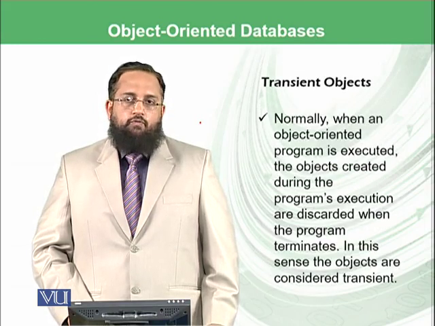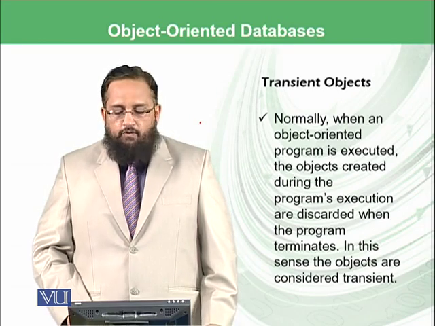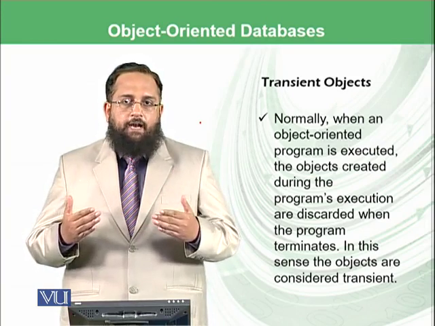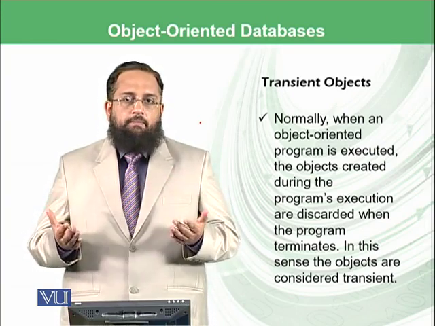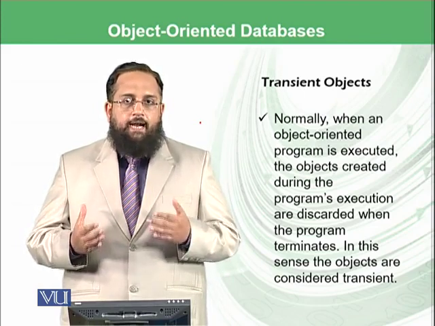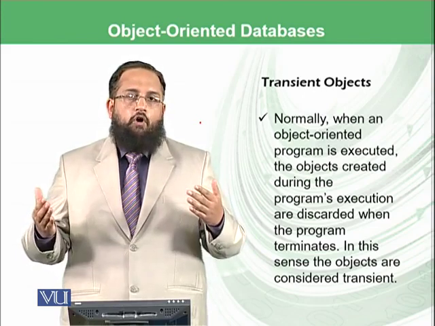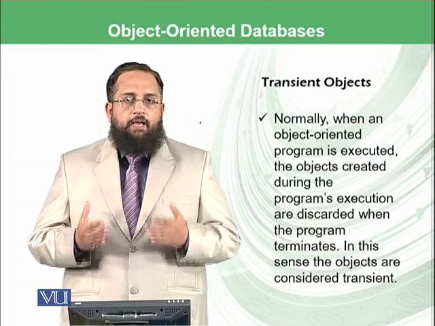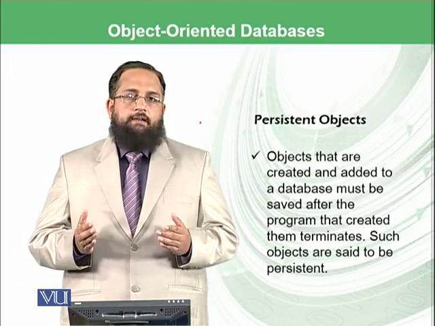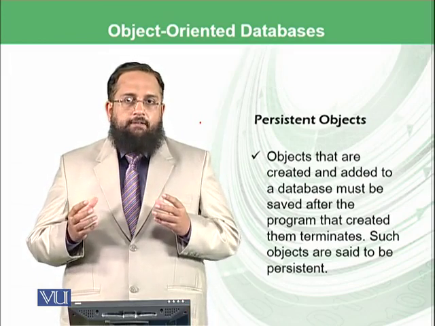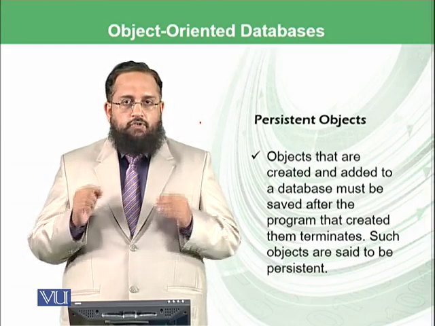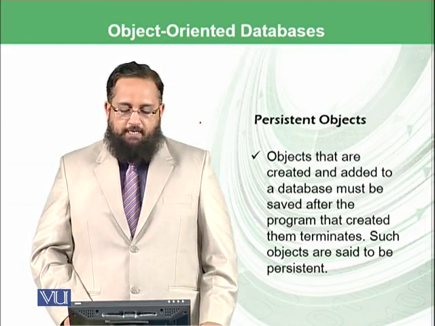There are two types of objects. One is called transient objects. Normally in the object-oriented paradigm, when you create an object and try to implement some problem using the object-oriented paradigm, at the end you throw away all of the objects which are residing in memory. Such objects are known as transient objects. However, in the object-oriented database model, we need to store such objects in secondary storage. Such objects are called persistent objects.